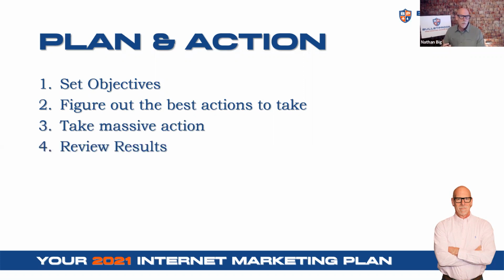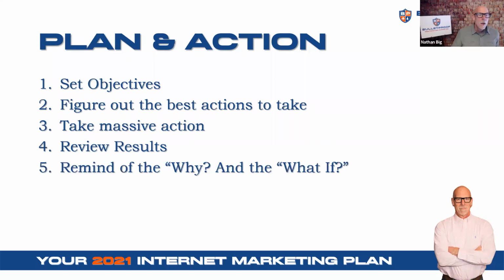We're going to take that massive action, and then we have to have a way to track this and review our results. If we don't have the results on this, then we're just guessing and going around the horn here. And then remind ourselves of the why and the what if I don't do this, and then repeat that. This is the process that we go through. You review your objectives, figure out the best actions, go do those actions, see what happened, say, okay, why am I doing this? This is pretty hard. Well, what if I don't? I better go do it again.